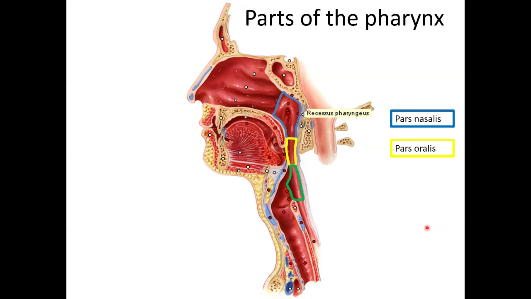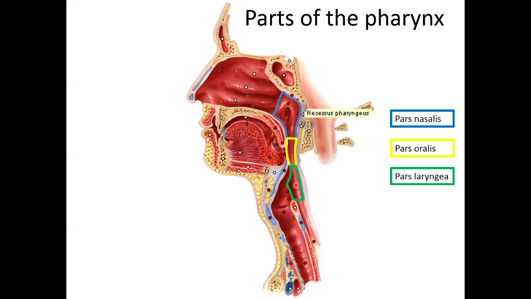And now, with green line, define it pars laryngea. Pars laryngea. Because if this is alimentary canal, this is respiratory pathways. Most superior part of this tube called as larynx. Here it is larynx. So larynx is connected with pars laryngea.